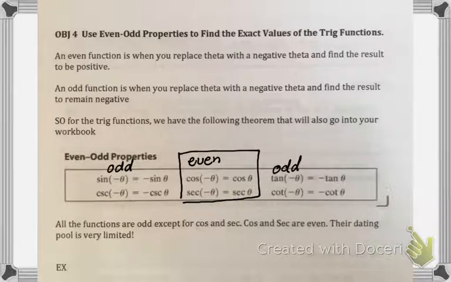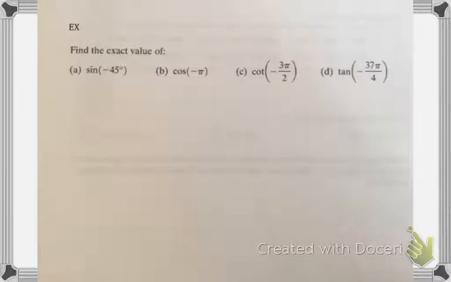Okay, so once again, you can't have a negative sign in front of the angles. So if we have that, then we have to take care of it. All right, let's see the next page here. Whoops, too far. All right, find the exact value of.